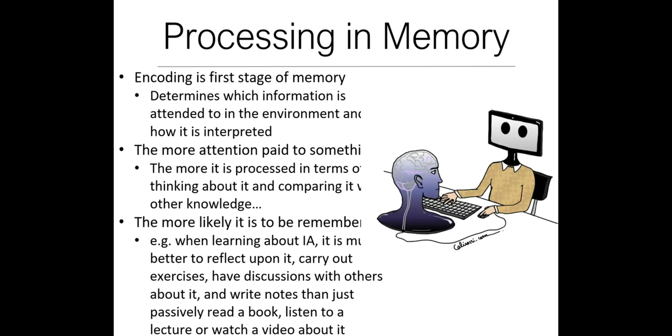So in terms of processing and memory, encoding is the first stage of memory, and that determines which information is attended to in the environment and how it's then interpreted. And the more attention that's paid to something, the more it's processed in terms of thinking about it and comparing it with other knowledge, so the more likely it is to then be remembered. When learning, for example, about information architecture, it's much better to reflect upon it, carry out exercises, have discussions with others about it, and write notes than just passively read a book, listen to a lecture such as this one, or watch a video about it. So the more neurons that are fired that are associated with the learning that you're doing, the more likely you're able to retain that information going forward.